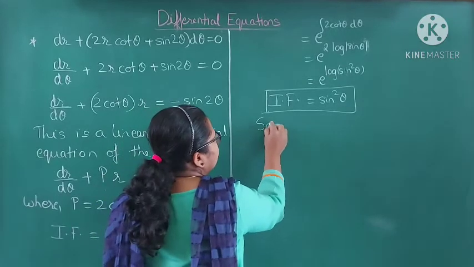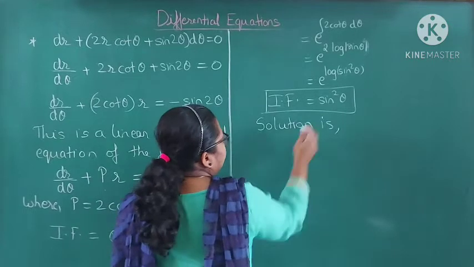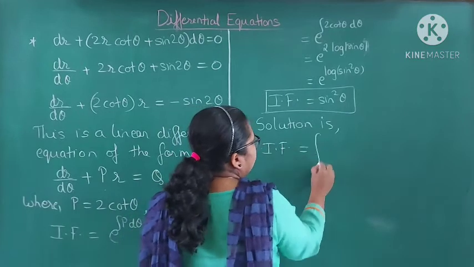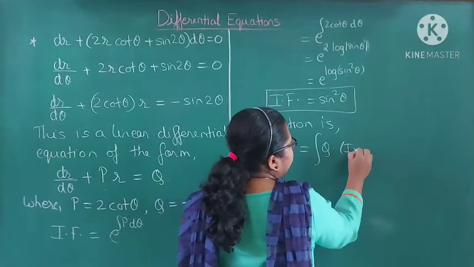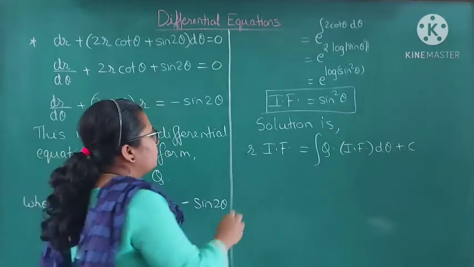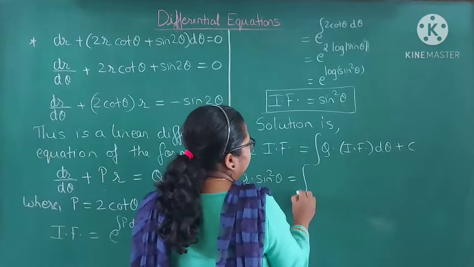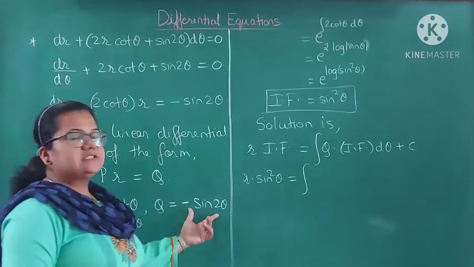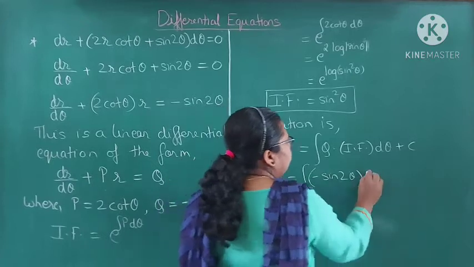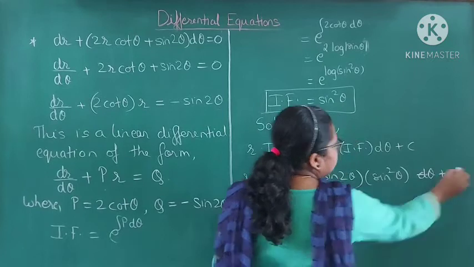So what is our next step? Solution. So how do we write the solution? So solution is r into integrating factor is equal to integration of q into integrating factor d theta plus c. Yes, so r is there, so r into sin square theta is equal to integration of, what is q? It is minus sin 2 theta. So minus sin 2 theta into sin square theta d theta plus c.